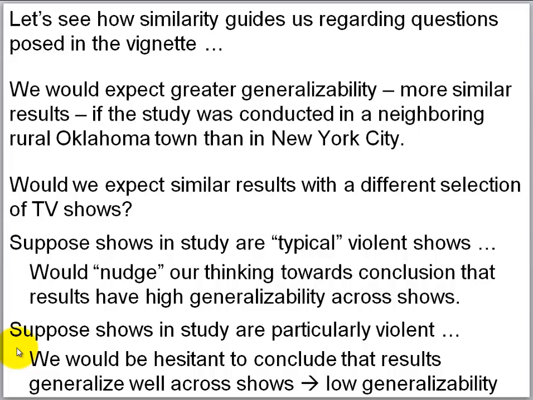Now, on the other hand, suppose that we hand-picked the violent shows in our study to be those that were particularly gruesome and violent. Well, then that set of shows is perhaps less representative of the, quote, typical violent show. So if that was the case, we would be hesitant to conclude that results would generalize well across shows. So we might, in this situation, expect lower generalizability of findings across different violent TV shows. And I just do want to point out that these are tough considerations.